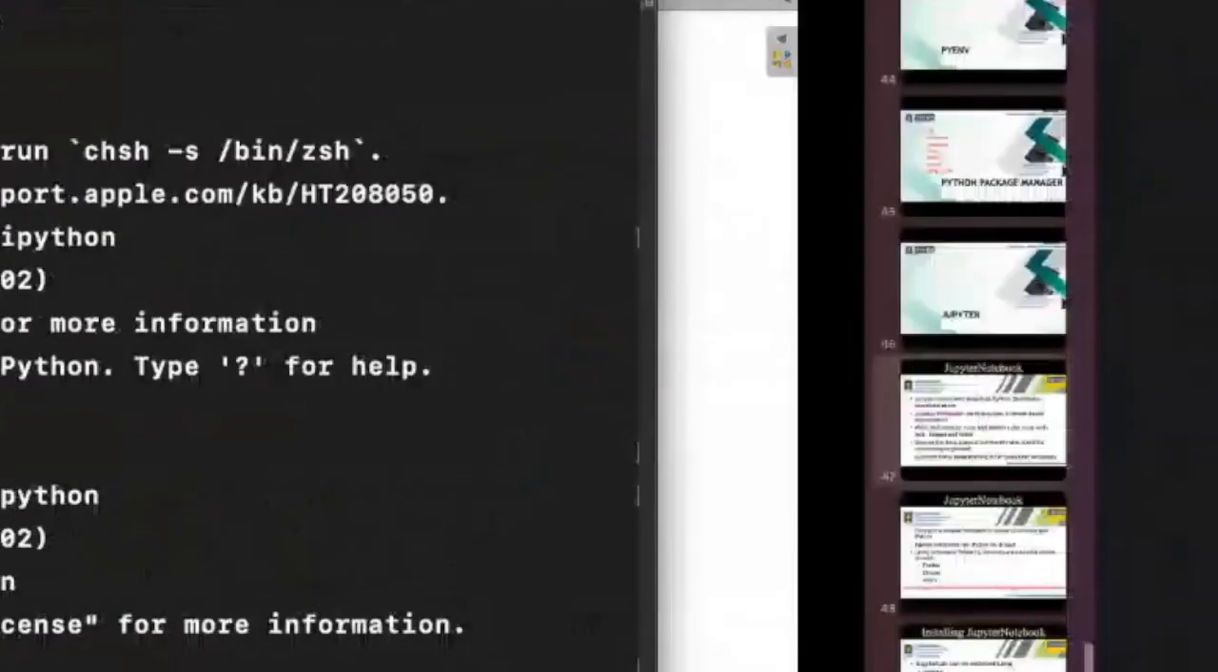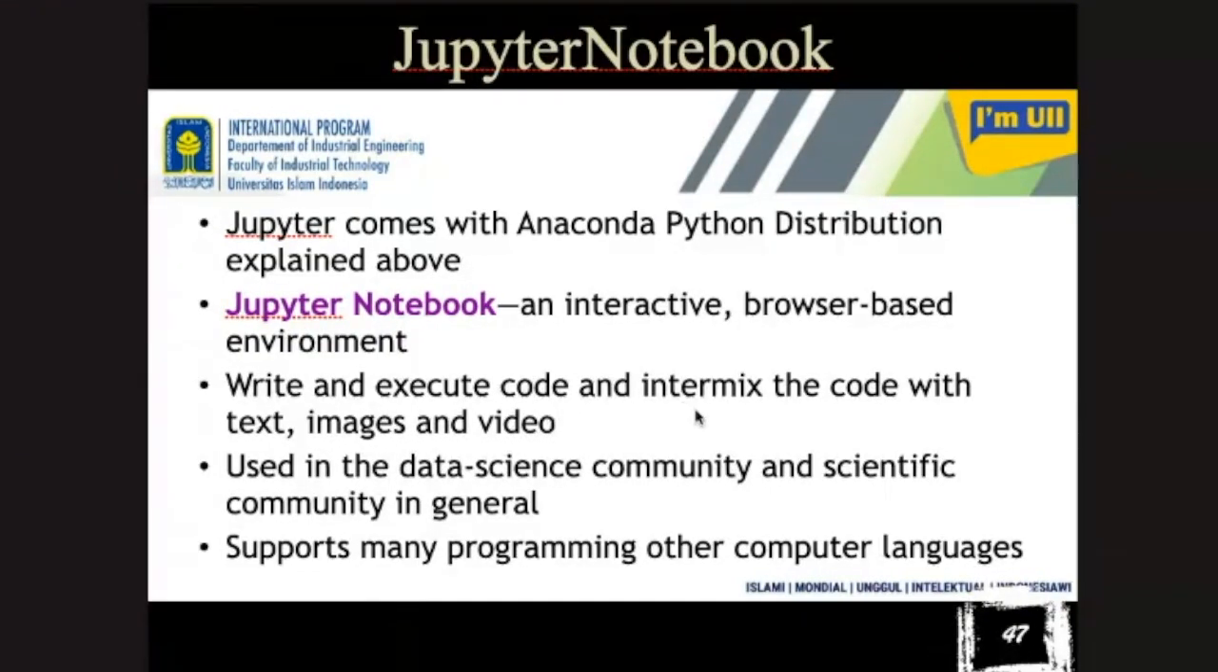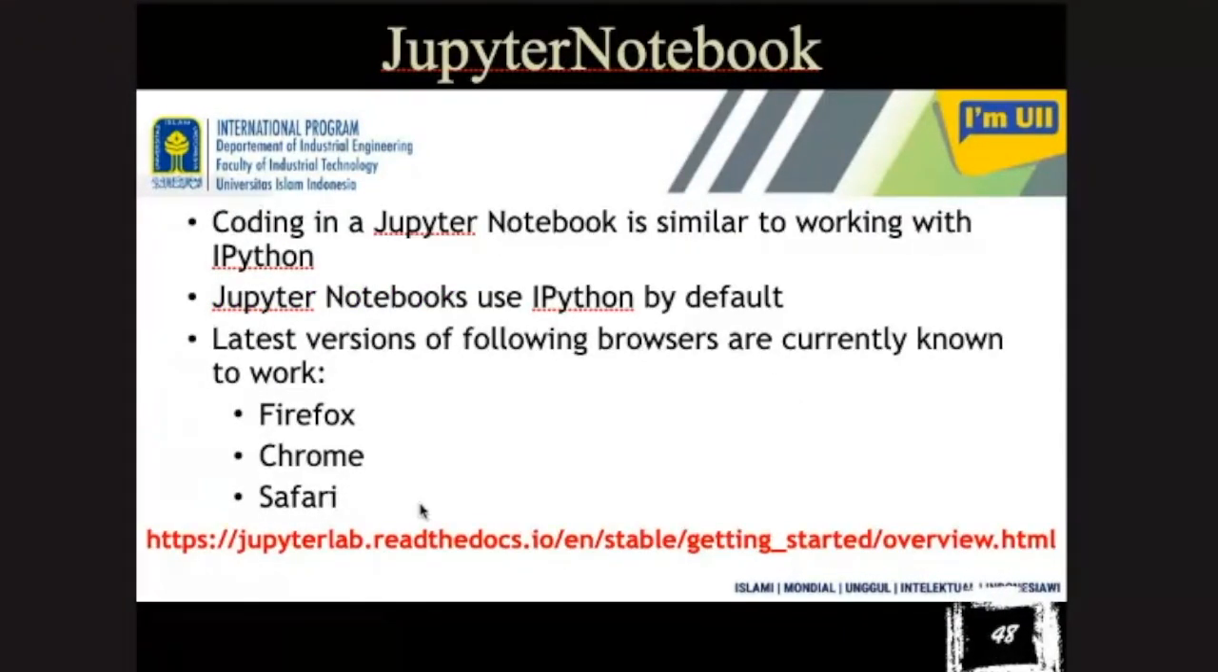But in the case of Jupyter Notebook, you have to use a web browser like Chrome, Mozilla Firefox, or Opera, whatever you want. Write and execute code and intermix the code with text, image, video. We will see how you can write code and text side by side, so that it will help you to understand the code and later modify that code. And you can get more detailed documentation about Jupyter Notebook here.